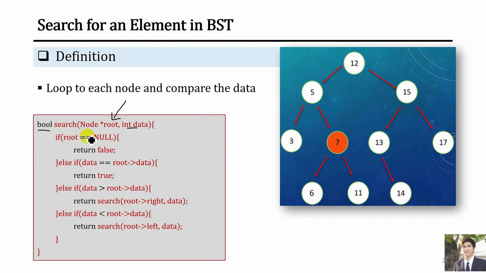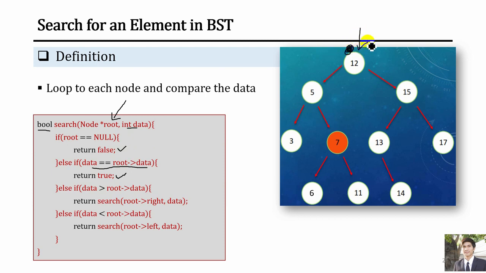So the rule is that we try to search in every node. If it is not found, we return false finally. But if the data is the same as the root data, it means that we return true. Okay. But in case our data that we want to search is greater than root, because we start from the root, right? The beginning is from the root. When we try to search, we check the root first.